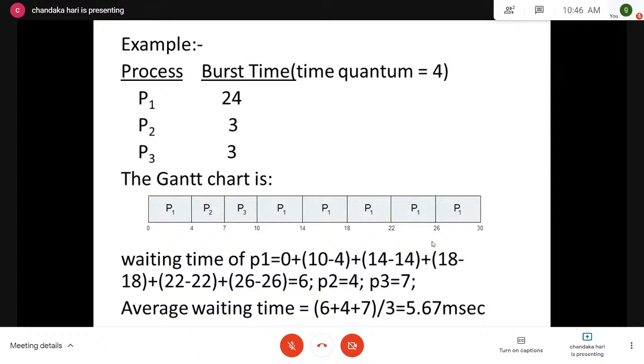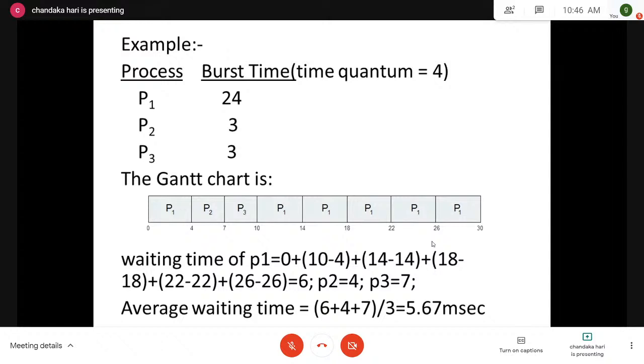So what happens is that again the CPU is allotted for 4 milliseconds for P1. Again, no new jobs have arrived, so P1 continues, 4 at a time. 10 plus 4 is 14, 14 plus 4 is 18, and so on like this.